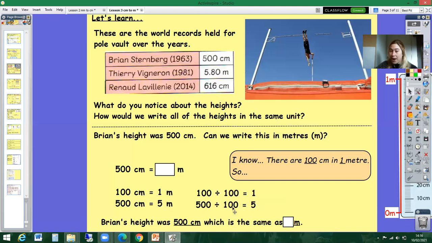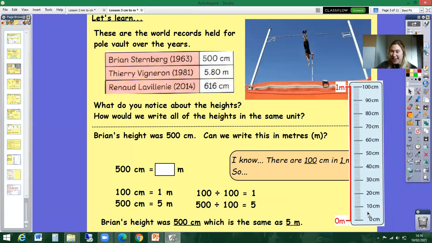We divided by 100. So Brian's height was 500 centimeters, which is the same as 5 meters. Hopefully that makes sense. Now we're dividing, remember, because we're going from a greater number of centimeters, because each of our centimeters is a smaller part of a whole meter. So we want to end up with a bigger value, but a smaller number for that value.